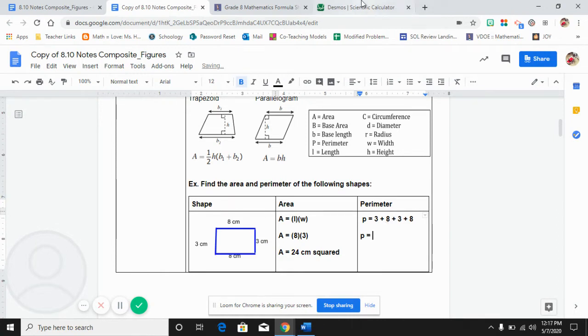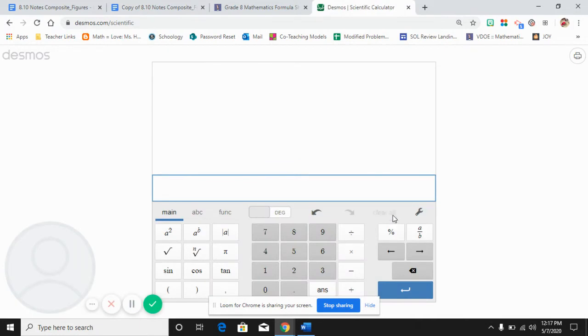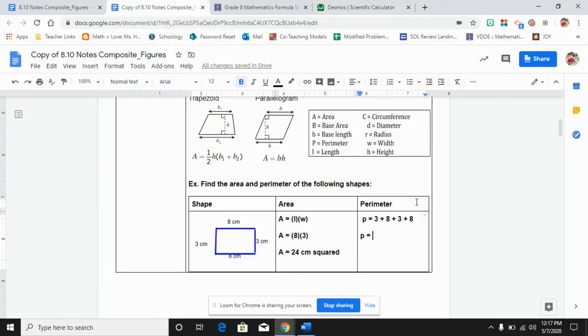All right, I'm going to check my work with my Desmos calculator. So we're adding up all 4 sides of the rectangle, and we get that the perimeter, the distance around the figure, is 22. 22 what? Well, we're talking about centimeters. So perimeter, again, you could just add up all of the sides.